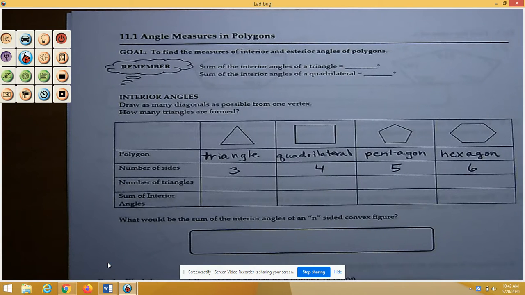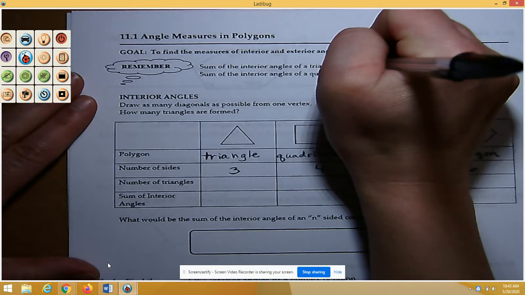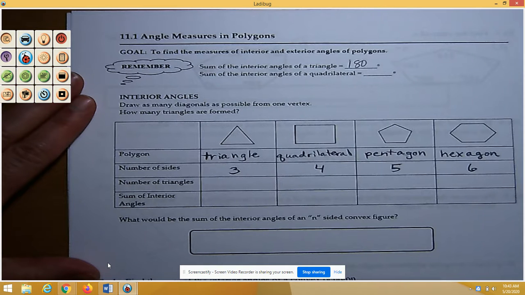So our goal today is to find the measures of interior and exterior angles of polygons. A little bit of review: the sum of the interior angles of a triangle equals 180 degrees. This is something that we've used earlier this year. And the sum of the interior angles of a quadrilateral equals 360 degrees.